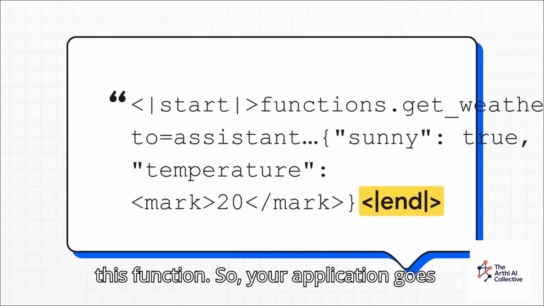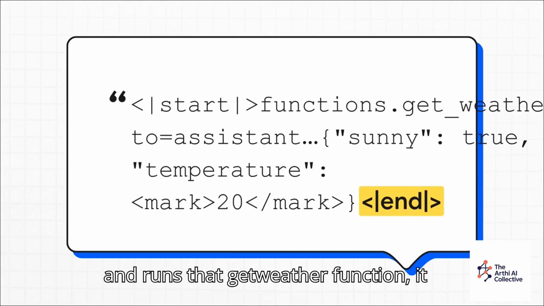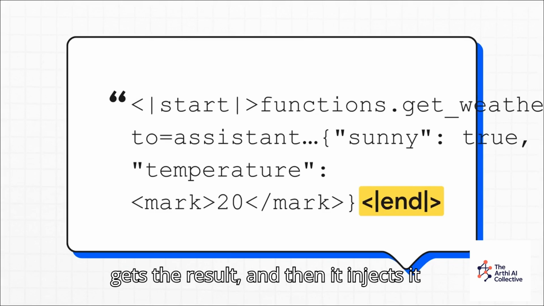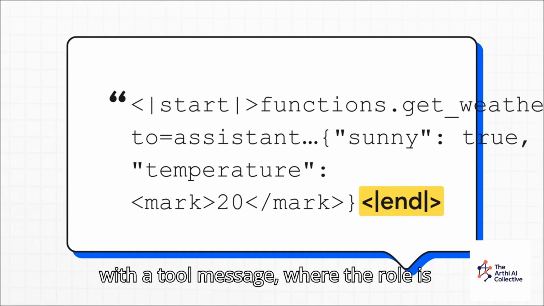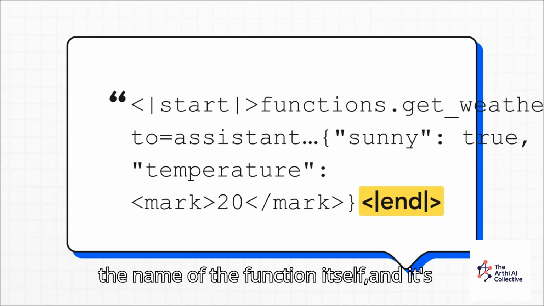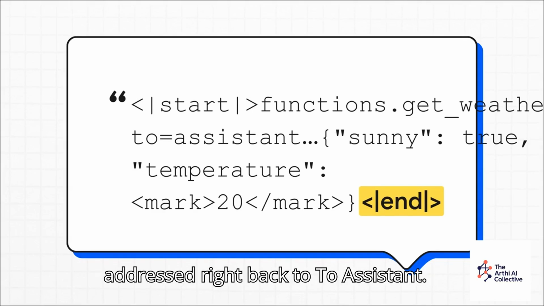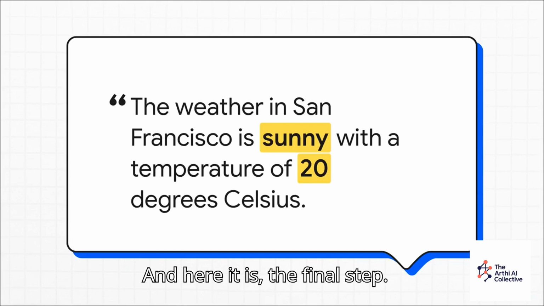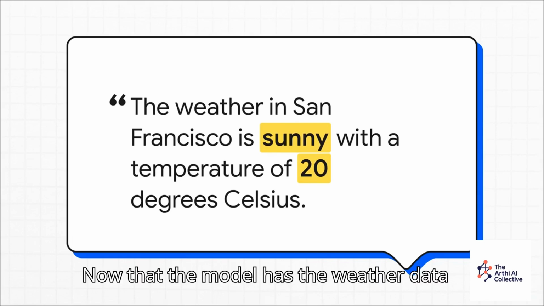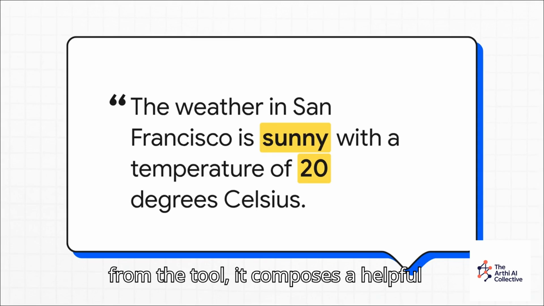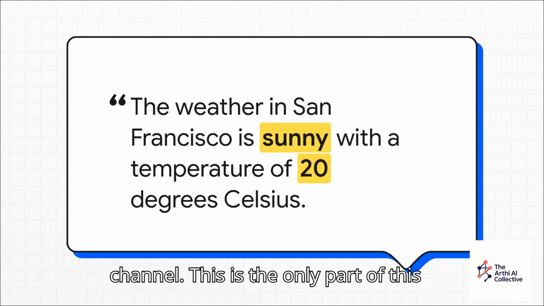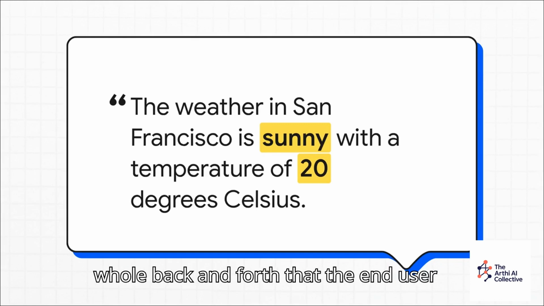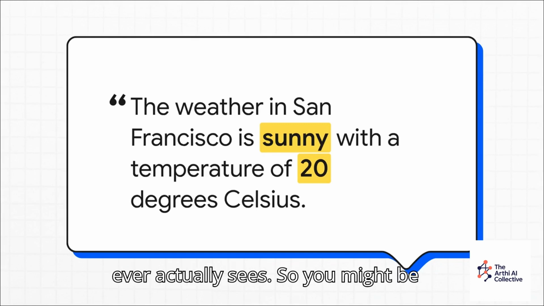So, your application goes and runs that get_weather function. It gets the result, and then it injects it back into the conversation. It does this with a tool message, where the role is the name of the function itself, and it's addressed right back to assistant. And here it is, the final step. Now that the model has the weather data from the tool, it composes a helpful, natural-sounding response in the final channel. This is the only part of this whole back and forth that the end user ever actually sees.